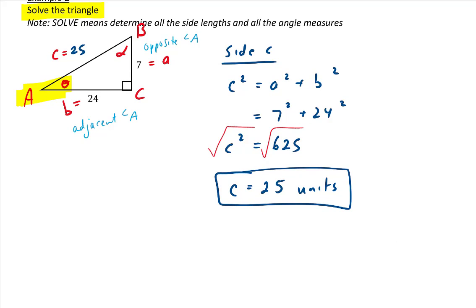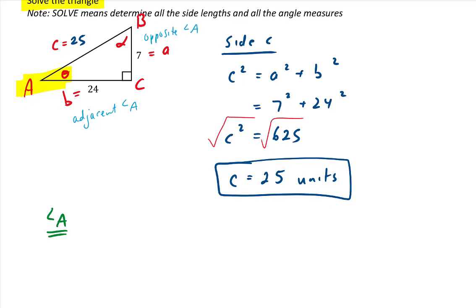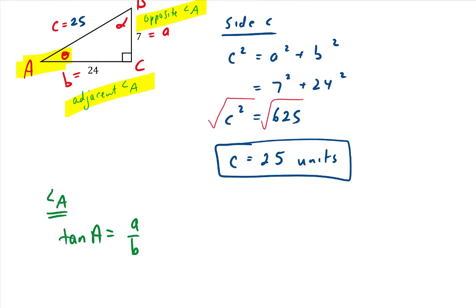All right, so let's go and look for angle A. If we want to look for angle A, we're going to use the tan ratio, the tan of A, because we have the opposite and the adjacent side. So remember, tan of A is opposite over adjacent, which in our example is A over B. We put in our numbers, so we get tan of A, or theta if we want, is 7 over 24.